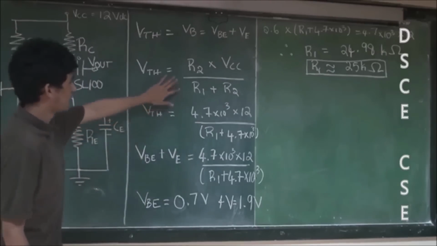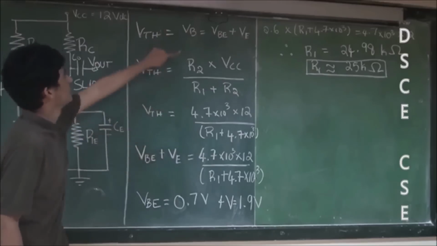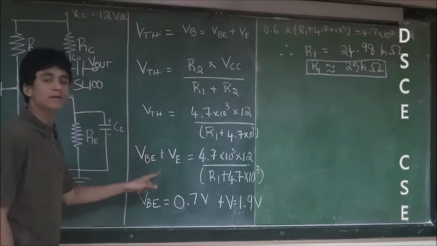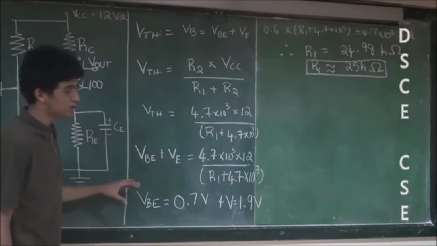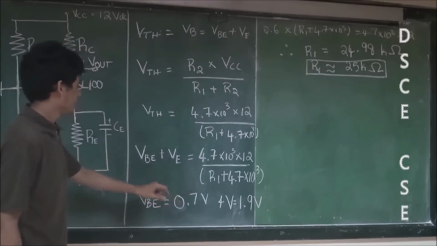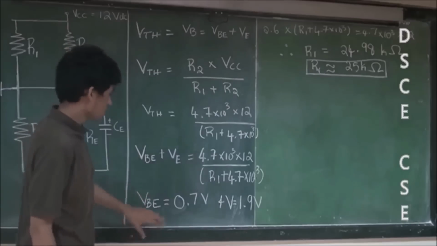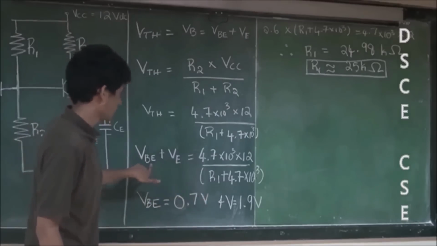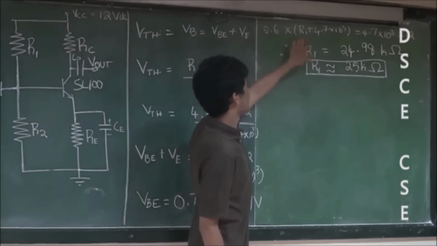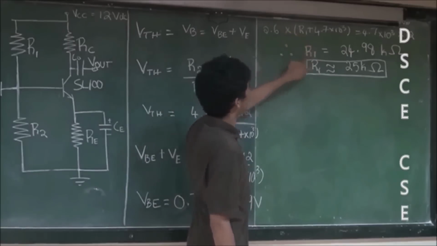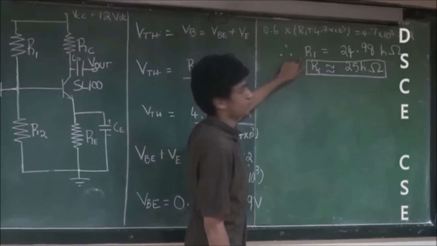So we substitute the values here and we get this equation. And we also substitute for VTH from this, which is VBE plus VE. We know that for all transistors, VBE equals 0.7 volts and VE, we know the value from before as 1.9 volts. So by substituting this into this equation, we finally get this equation. From this, we know that R1 is the only variable here. So we solve for R1 and we finally get R1 equals 24.98 kilo ohms.